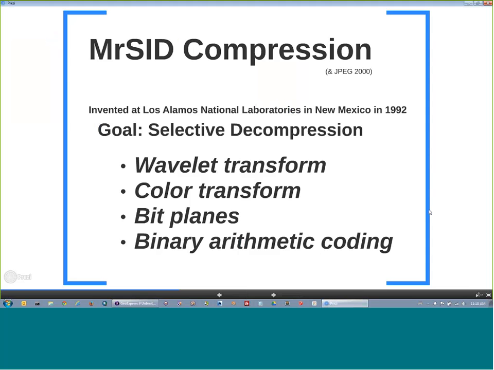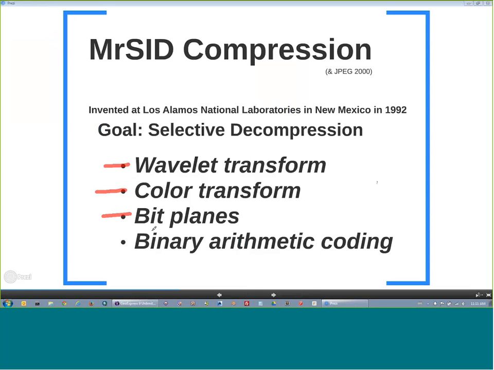So how do we accomplish this? How do we get that compression in addition to this selective decompression? Well, I'll explain what each of these means, but first we're going to go through what's called a wavelet transform, and I'll talk about why we do this and what that brings. The next step in the process is that we go through a color transform, and I will definitely explain each of these as we go.